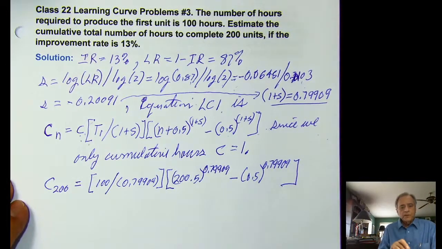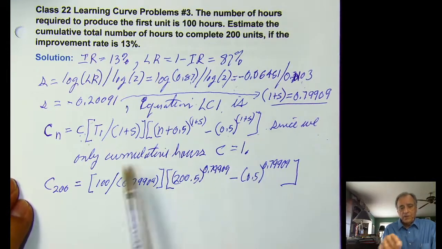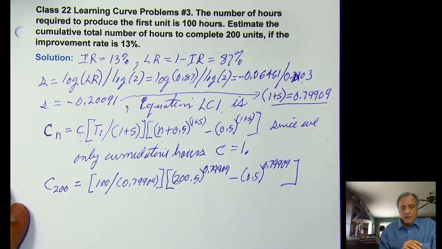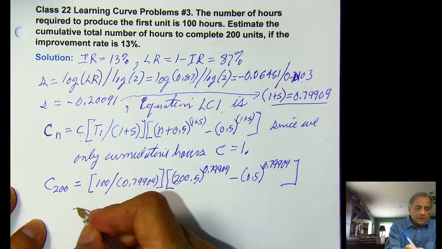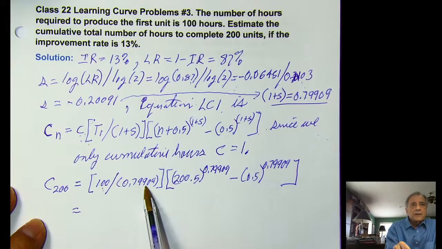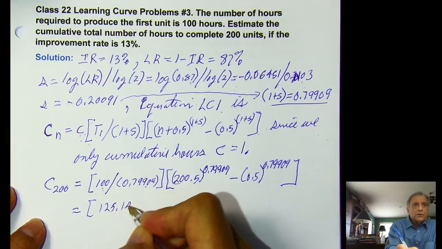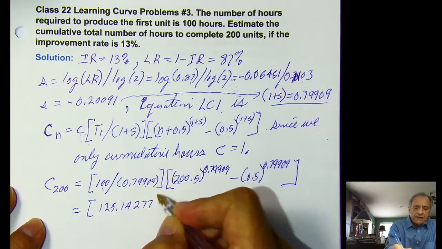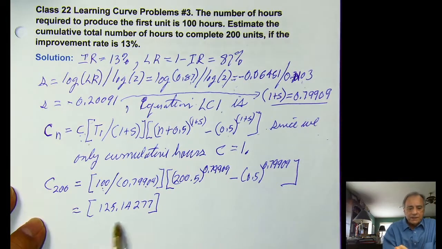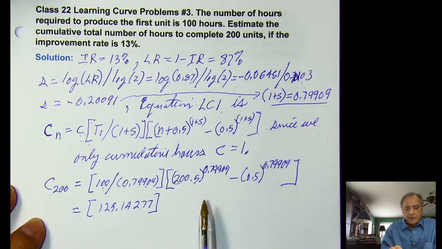So this equation came out of lecture number 22 in the red print. You go down to the bottom of the lecture, you'll see that formula. And so now I'm just going to plug into the formula and do the calculations. If I divide 100 by this, I get in the bracket 125.14277. I carried 5 decimal places because I may be multiplying this times a big number, so I want to carry the decimal places.